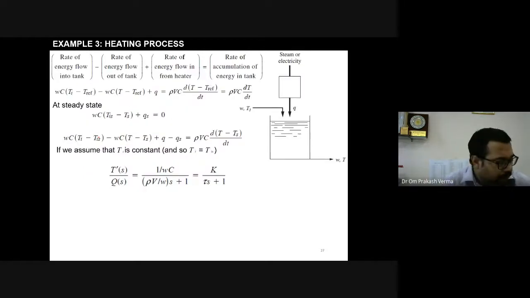Next one that is very important is the heating process, and in the heating process you have to learn how this heating problem will be solved, or how we develop the model of the system. Okay, so in order to do that, wait for a minute.